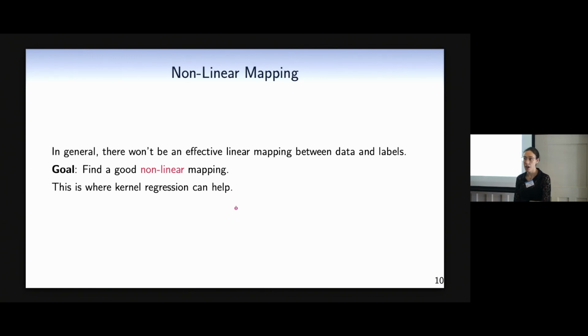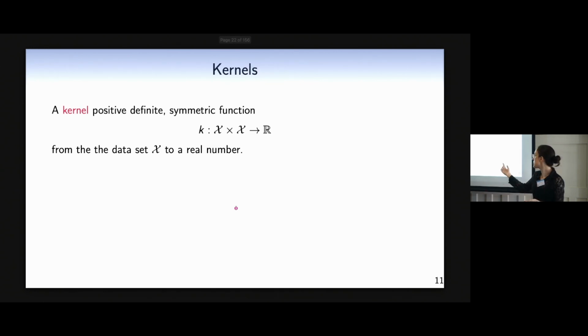So how many people here have heard of kernel regression before? OK, so a few, but not everyone. So a kernel, for this talk, we're just going to take to be a positive definite, symmetric function that maps two copies of your data to the real numbers. It can be complex, but let's just take it to be a real number.